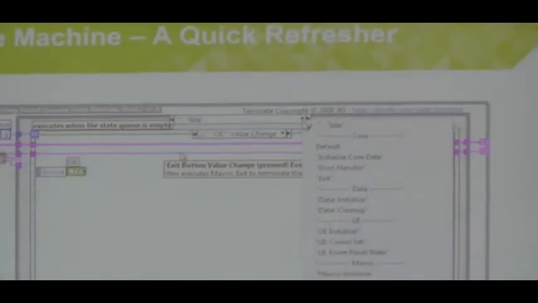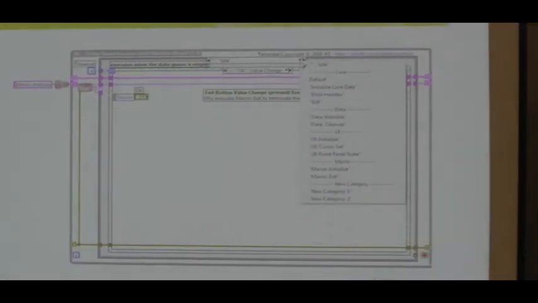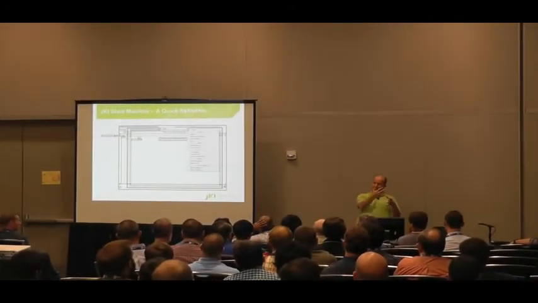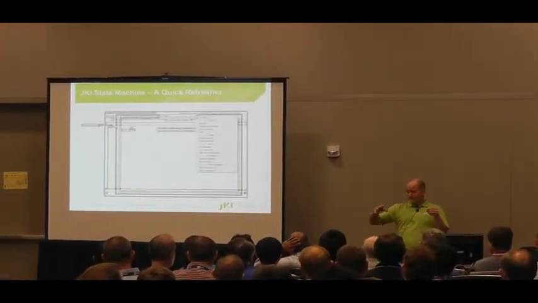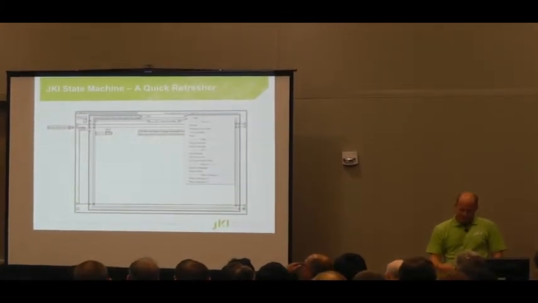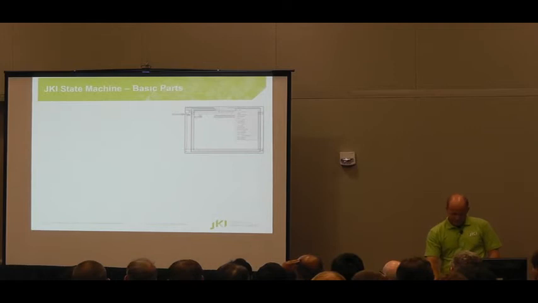Other people in the community have modified this template. Some people have pulled the event structure out and to the left so that an event gets handled, and then all the work happens, and then it loops back around. So there are different variants of this the community has used. This is just a general good starting point. Let's jump back ahead now.